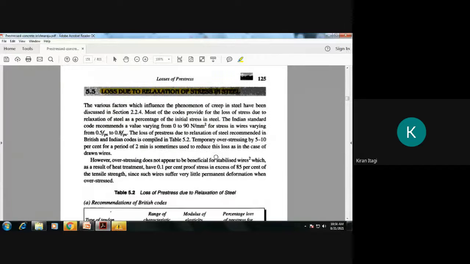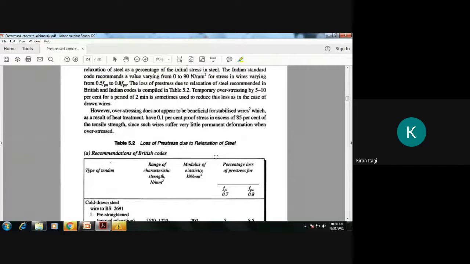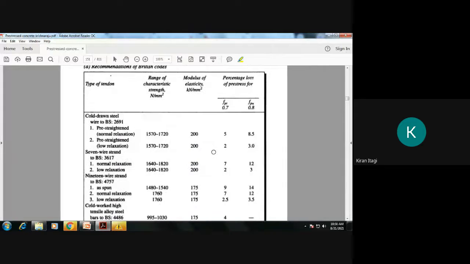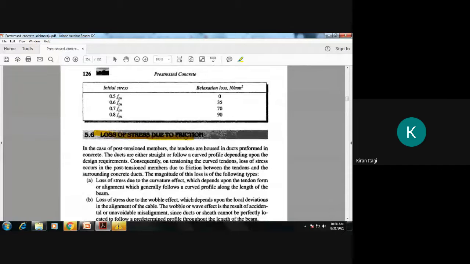Okay, loss due to relaxation of the steel. Sometimes he says that there may be a relaxation of 5%, 10%. Just now in the previous problem we solved, there were 18% losses. So like that he will give some relaxation, and we have to deduct that.